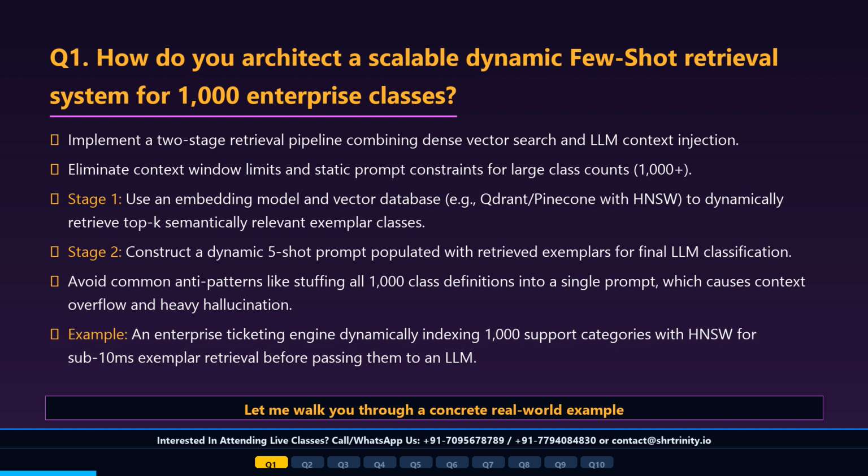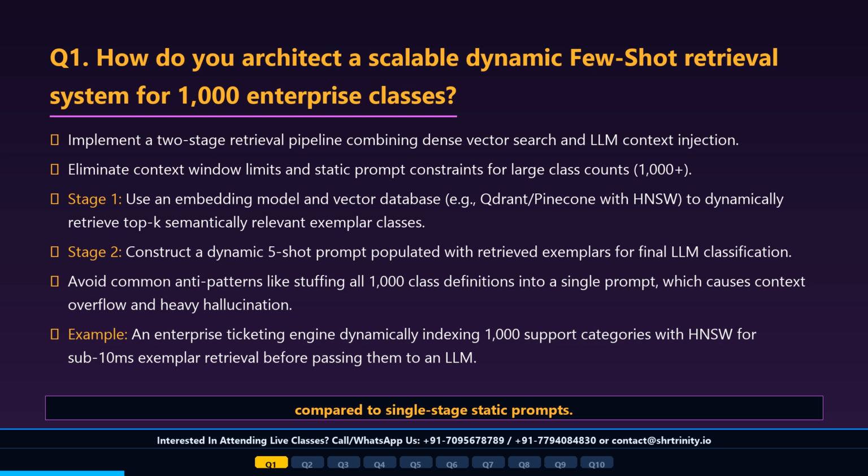Let me walk you through a concrete real-world example step by step. Imagine an enterprise IT ticketing platform with 1,000 specific routing categories. Instead of overwhelming the model with every possible category, the system queries an HNSW vector index, fetching the 5 most relevant category exemplars in under 10 milliseconds. It then feeds those 5 examples into the LLM context dynamically. This two-stage strategy keeps latency extremely low, drastically cuts down token expenses, and yields vastly superior classification accuracy compared to single-stage static prompts.